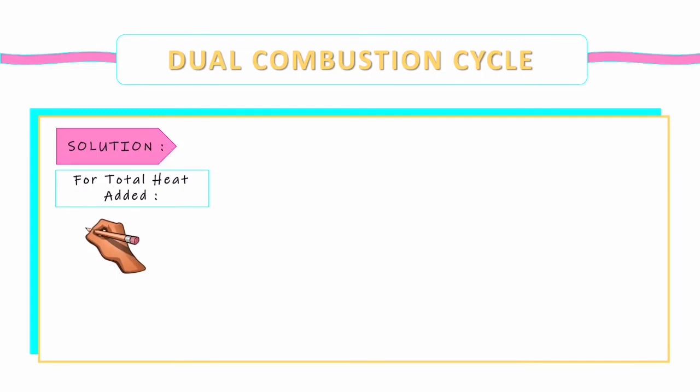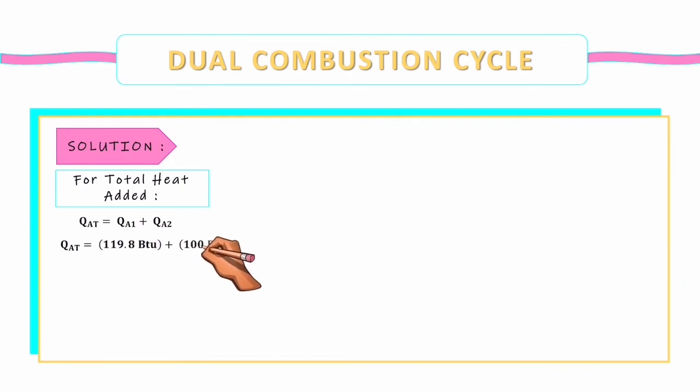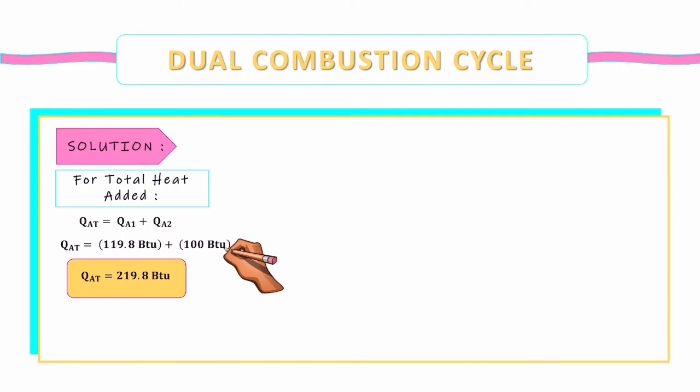Since we already got the value of heat added during the isometric process, we can now solve for the total heat added by adding the heat added during the isometric process and the heat added during the isobaric process. So, for total heat added, QAT is equals to QA1 plus QA2. Substituting the values, QAT is equals to 119.8 BTU plus 100 BTU. So, the total heat added is equals to 219.8 BTU.